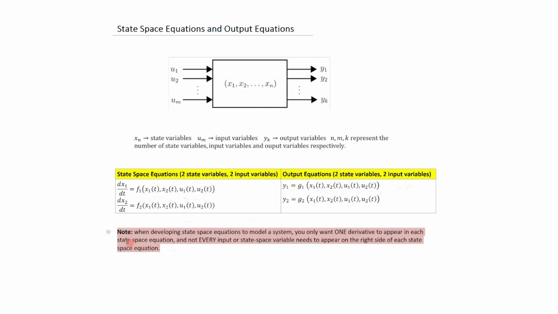So this is an important note here at the bottom. When developing state space equations to model a system, because that effectively is the task, to create system equations compatible with a set of state-space equations, you only want one derivative to appear in each state-space equation. And it turns out not every input or state variable needs to appear on the right-hand side of each state-space equation. Every system will look different.